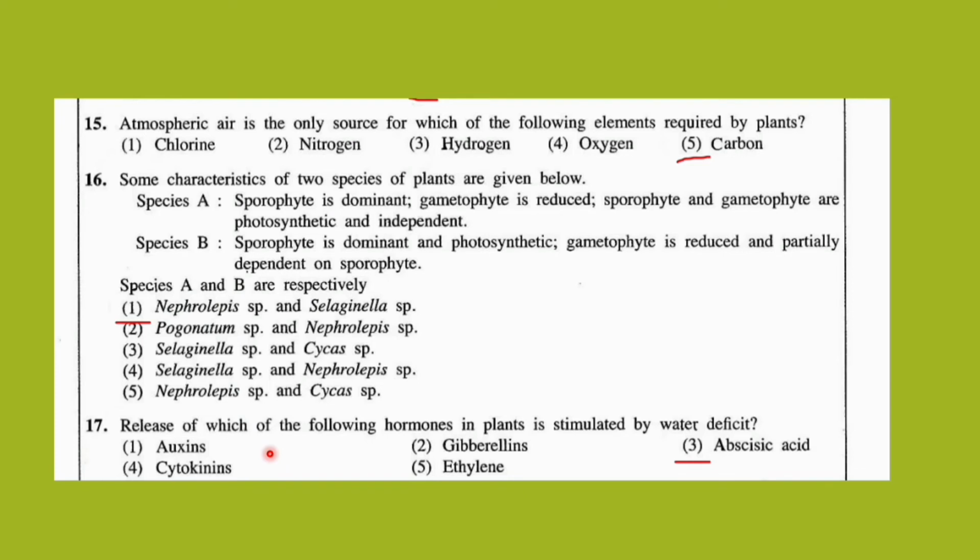The 17th question, release of which of the following hormones is stimulated by water deficit? The answer is abscisic acid. So when water is reduced, or when water is less, to conserve water, the plant releases abscisic acid.